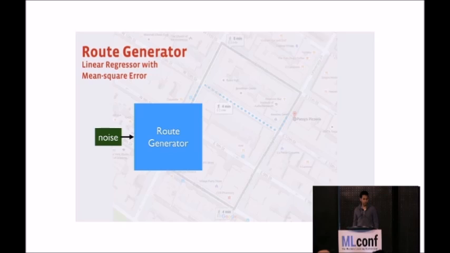So you have some input noise, and as you change the noise, you will get different routes. That's the purpose of the input noise. And then the output of this route generator that you train is the route itself. So you change the input noise, you get a different route every time.